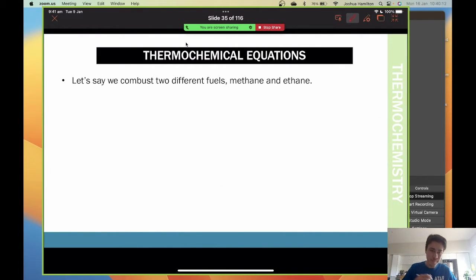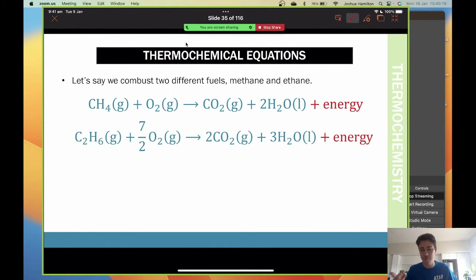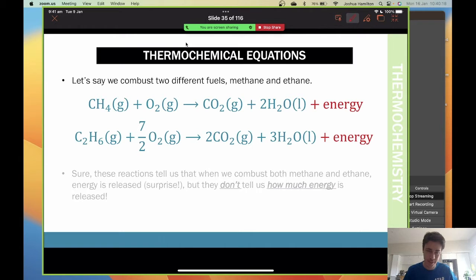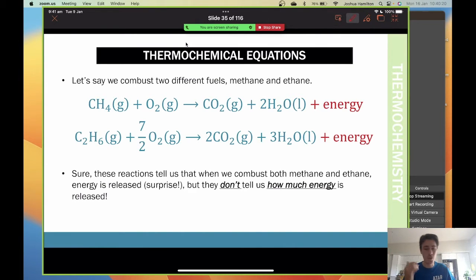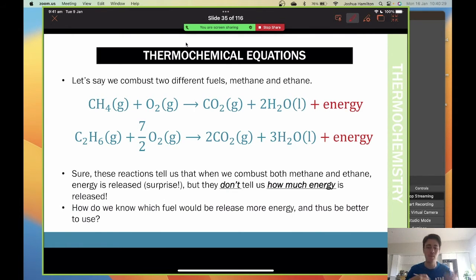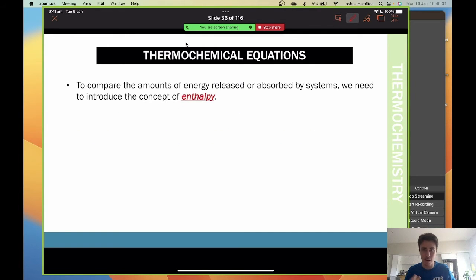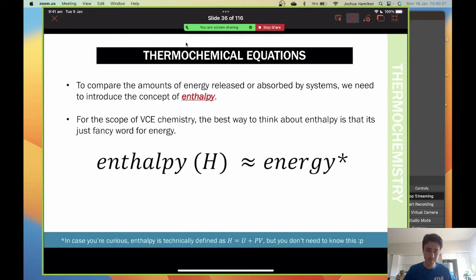So let's say we combust two different fuels, methane and ethane. So I have the two there again. I have a fraction there. Sure, these reactions tell us that when we combust both methane and ethane, energy is released, but they don't tell us how much energy is released. So we need to get the exact values. Now, where do we get these from? We get these from the data booklet, and we call these enthalpy.